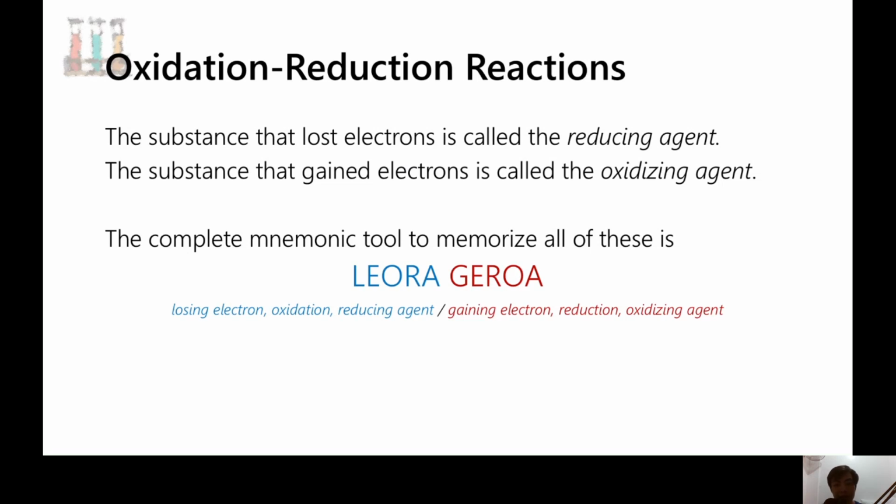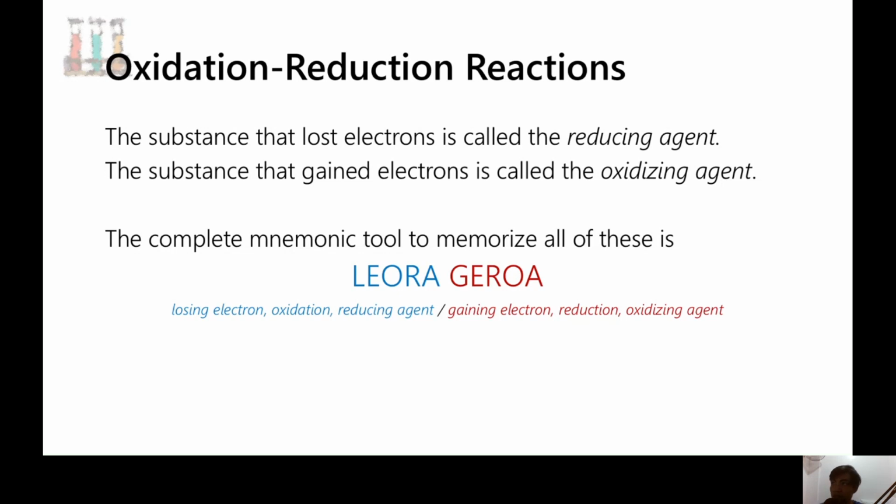Kunwari, naghanap ka ng bahay. Ang gagawin ng sales agent, yun yung lalapit sa'yo. Siya yung mamimigay ng flyer. So for redox reaction, ganun din. So yung substance that is being oxidized, siya yung reducing agent. Siya yung namimigay ng electrons para sa reduction reaction. Okay? Hindi ng flyers, ah.